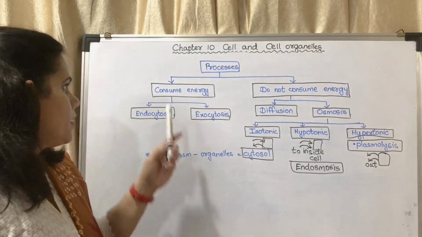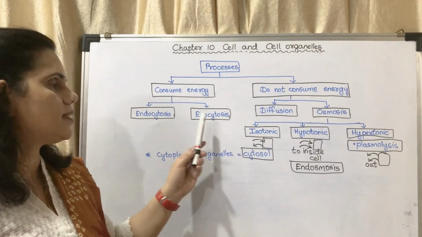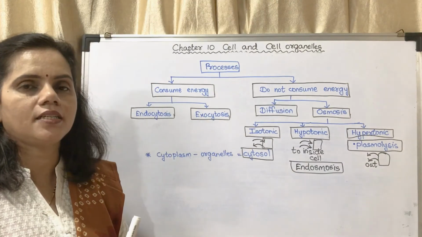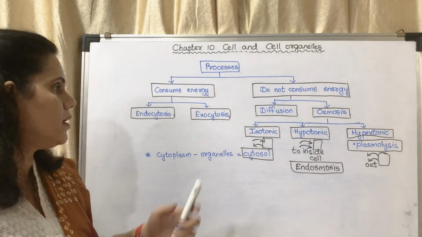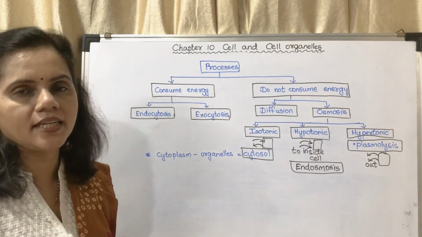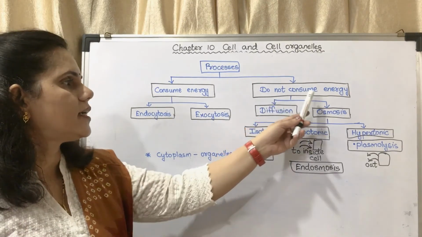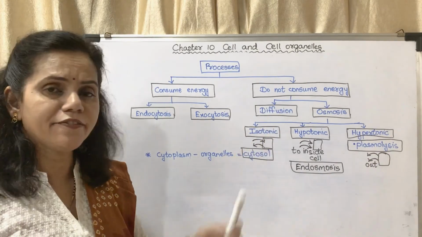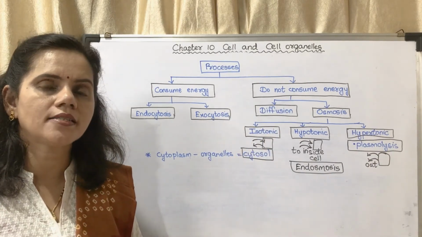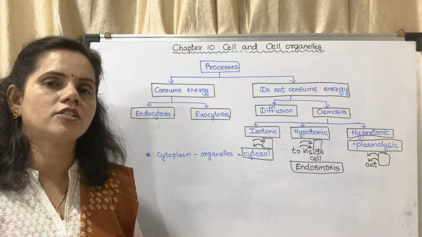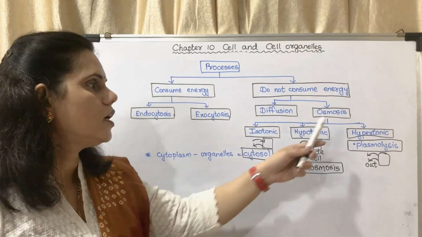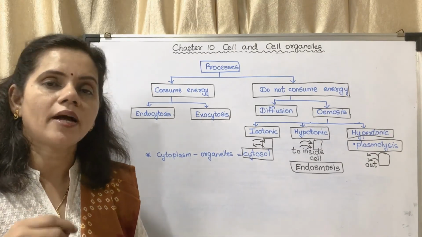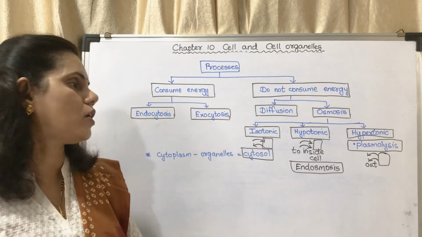I repeat, consume energy: endocytosis, exocytosis. In endocytosis, the cell is eating something, that is engulfing the food or a liquid part. Exocytosis, the waste materials are given out. Do not consume energy: two processes, diffusion and osmosis. Diffusion is movement of particles or substances from higher concentration to lower concentration. Osmosis is movement of water particles from higher concentration to lower concentration.